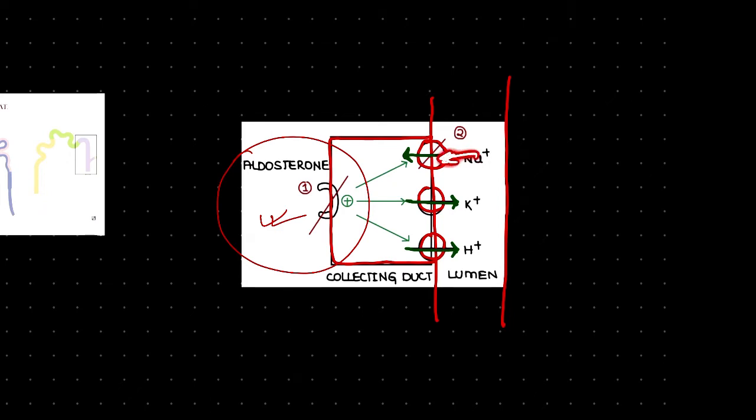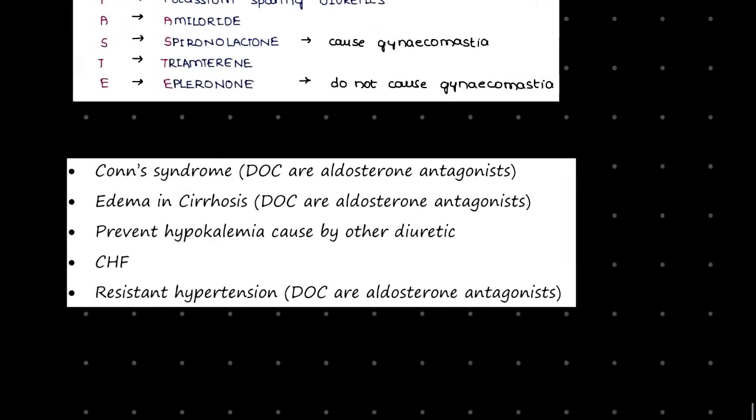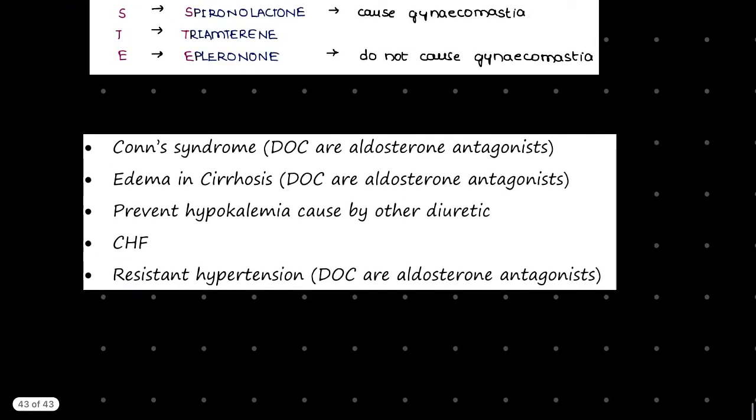Our luminal side, but this aldosterone receptor antagonist works from the basolateral side, and it is the only example of diuretics that works from the basolateral side. Now, talking about its uses, what are its uses?